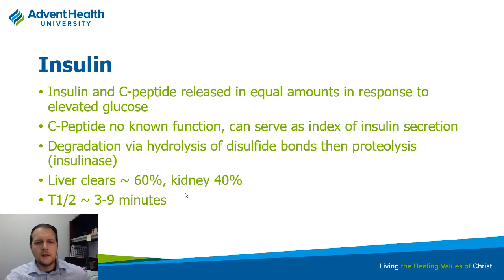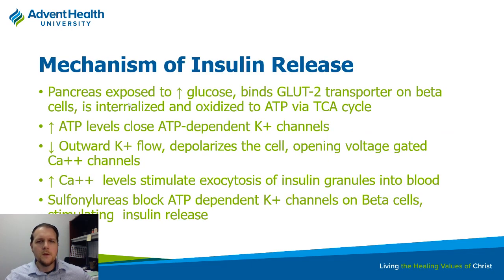In terms of the clearance, you're going to see the liver clear the majority of it, but you'll have a pretty decent amount going through the kidneys as well. This is important because you can have patients with renal failure who actually have a hard time clearing the insulin, and that can actually lead to things like hypoglycemia. And typically the half-life is pretty short, and you'll see with the different types of insulin we have, we can alter that pretty significantly. So how does insulin get released from the pancreas?